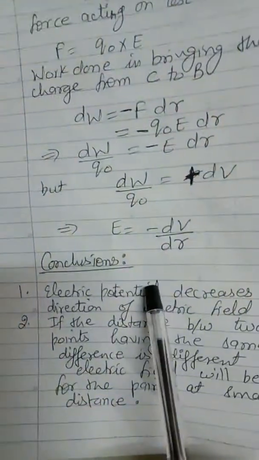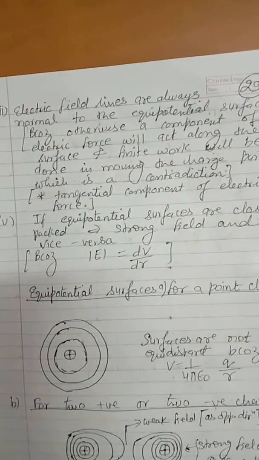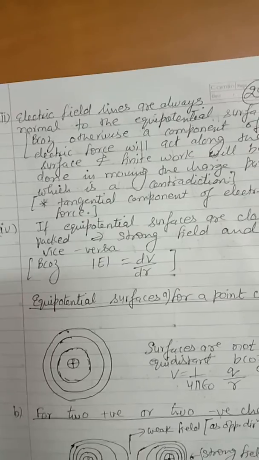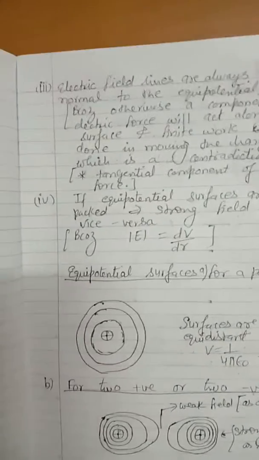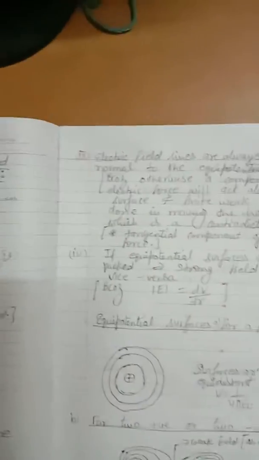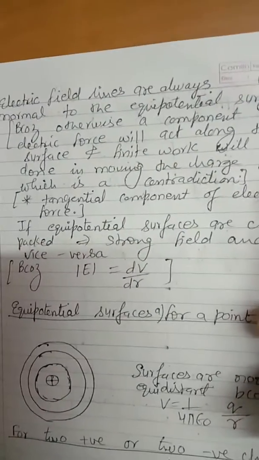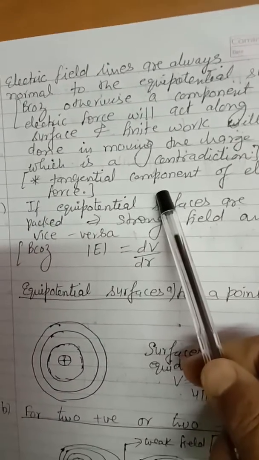Third, you have done the relation E is dV by dr, magnitude wise. So we say if the equipotential surfaces are very closely packed, then at that point the electric field will be stronger, and vice versa. Last, you have done that electric field lines are always normal to the equipotential surface. This we have explained just in the previous video.